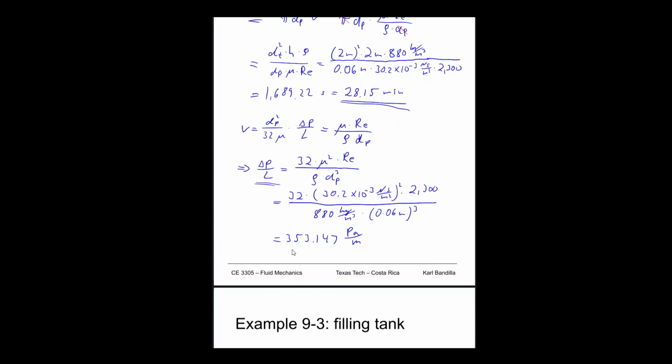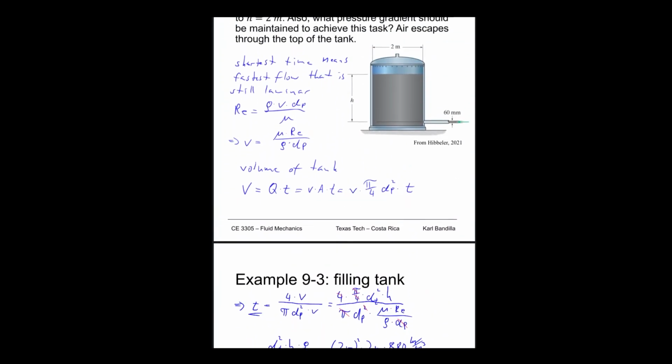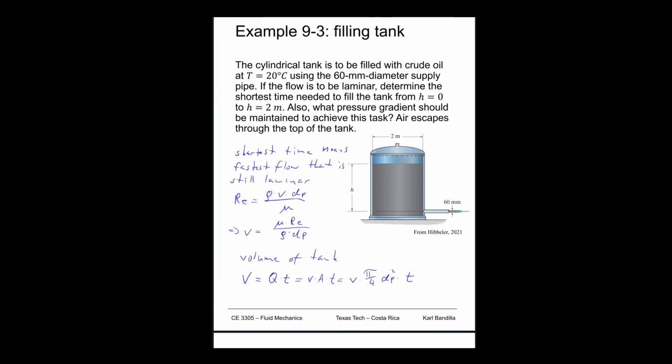All right, so our pressure gradient would have to be this to fill the tank that we have in 28.15 minutes using the fastest allowable flow while it's still laminar.